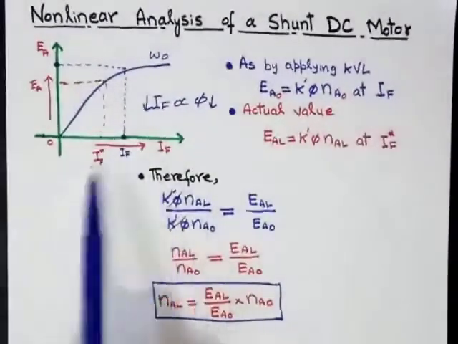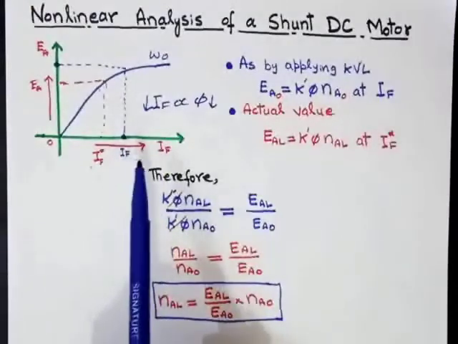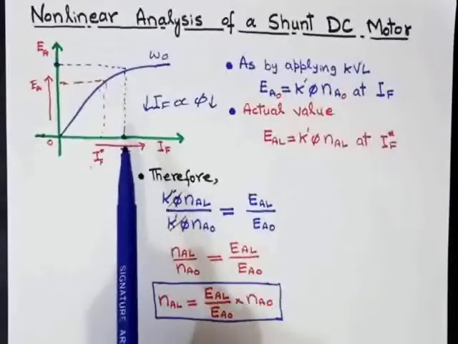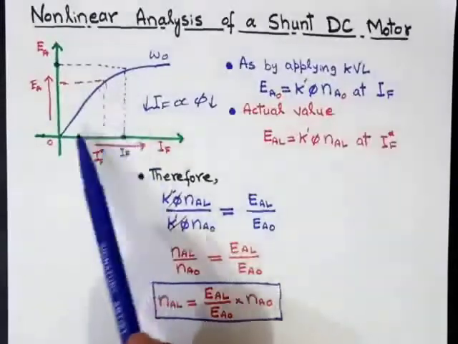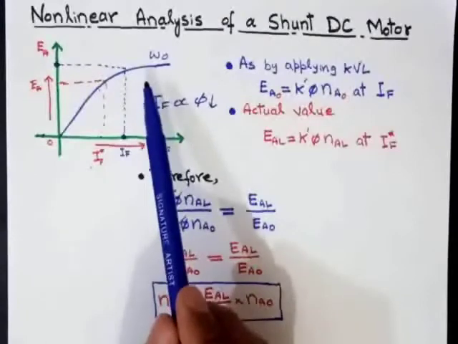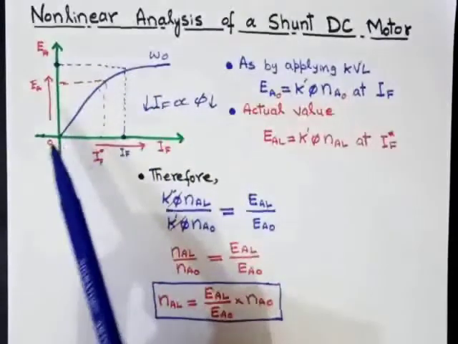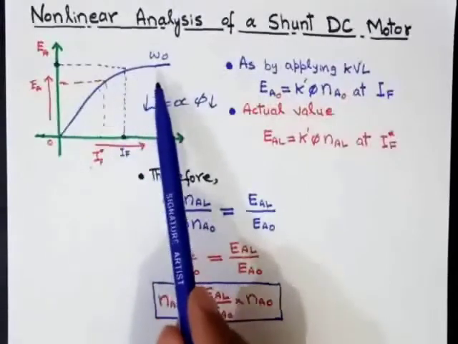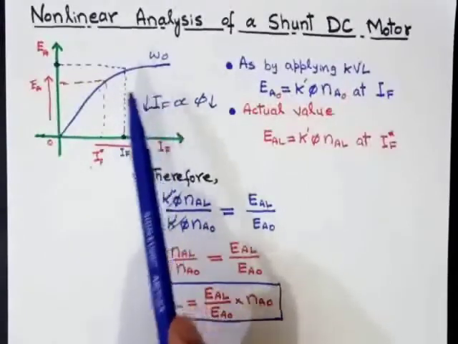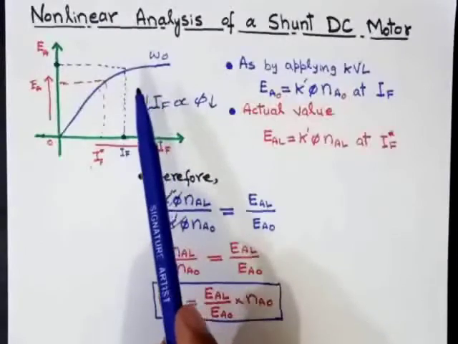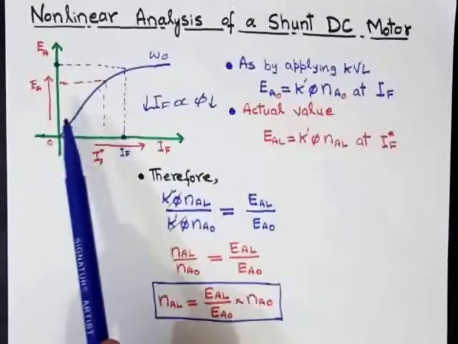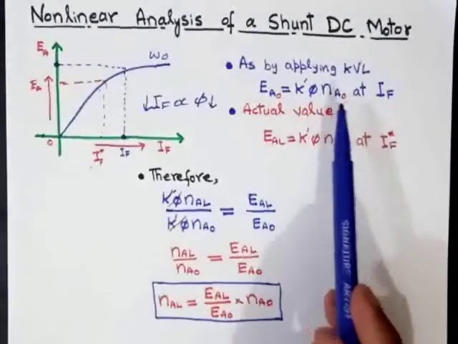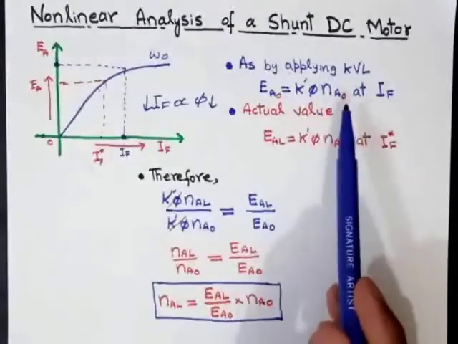So this is the importance of the magnetization curve. The other important thing is that the magnetization curve is drawn at a particular speed, that is, at the no load speed. The magnetization curve is always drawn at the no load speed, that is omega naught or n naught. As we know, EA is equal to K phi into n naught or omega naught.